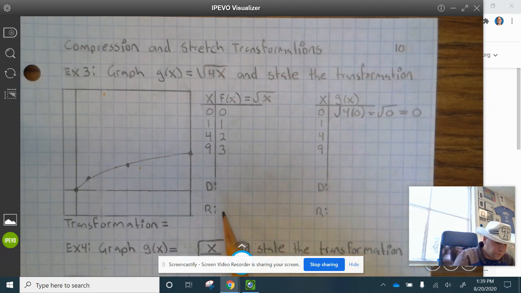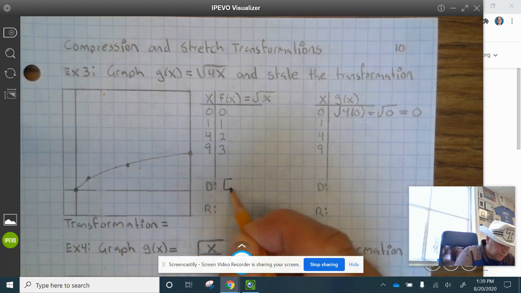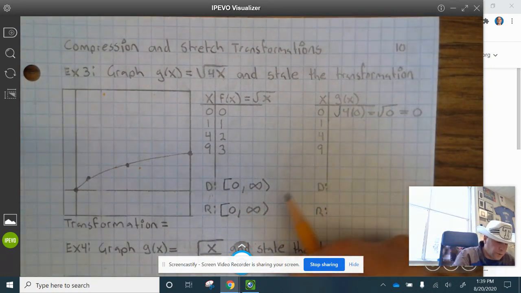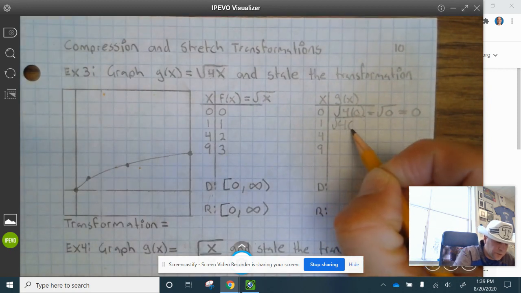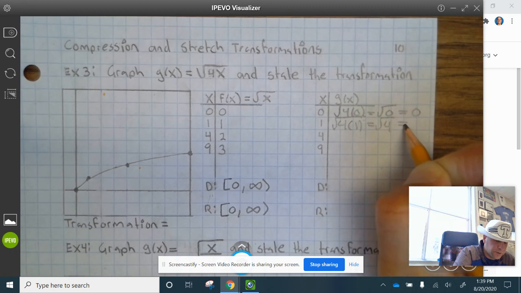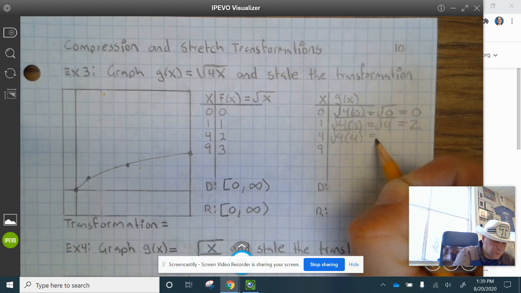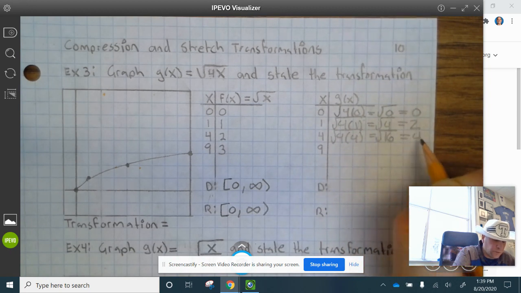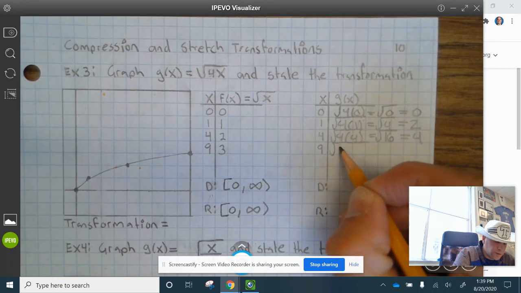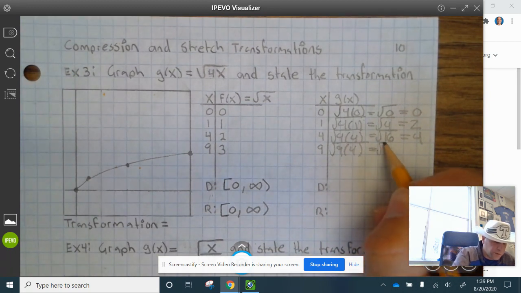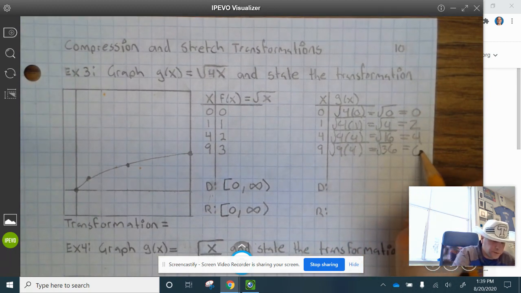And actually, I always forget the domain and range. Let me stop here for a second and come back to it. Domain is bracket 0 to infinity, and range is bracket 0 to infinity. Okay, so now we can come back to here. So that's the square root of 4 times 1, which is the square root of 4, which is 2. Then you have the square root of 4 times 4, which is the square root of 16, which is 4. Then you have the square root of 9 times 4, which is the square root of 36, which is 6.